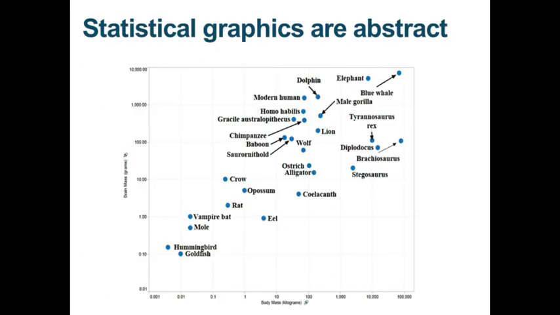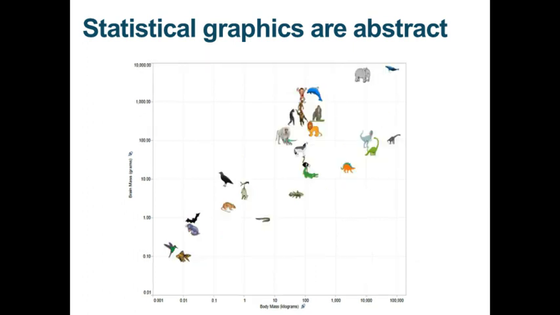So in practice, statistical graphics is rather abstract. Here is a graph in log scale showing the relationship between brain and body mass for various animals. Now, if we think about applying semantics to express the meaning of this graph, we can use icons that are semantically connected to each of these animals, and this graph immediately becomes more meaningful, hence more analytically useful.